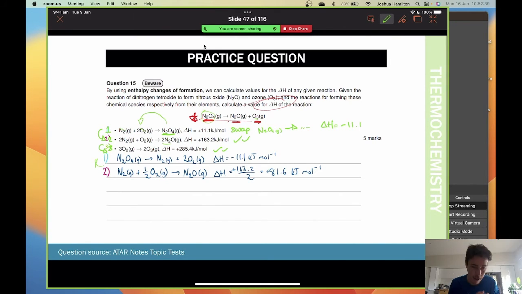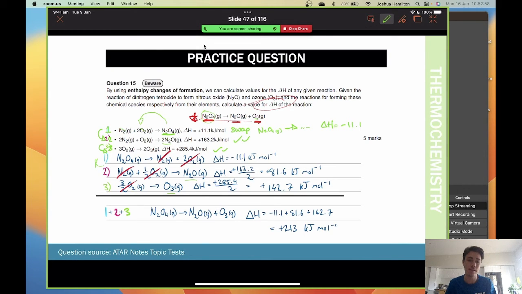This one here, we've halved. So we've halved it because we want to get one of these N2Os. Next one, again, we halved it again because we only want one of these O3s. So essentially, we add these first two together, they cancel out. This one's actually gone and added them all together at once. And as you can see there, when you add them all together at once, you end up with this as your final maths equation, and you end up with your answer of 213 kilojoules per mole.